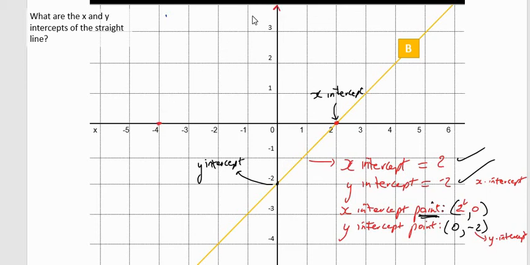The y coordinate is the location of the point on the y-axis, right? So I'm not asking about the x coordinate, I'm asking about the y coordinate. If I have a point here on this x-axis, what is its y location? The y location is going to be 0.